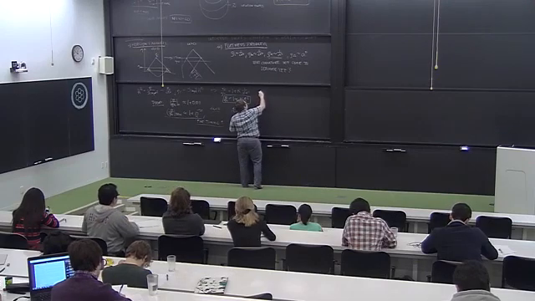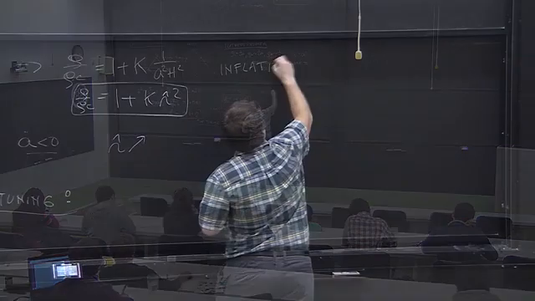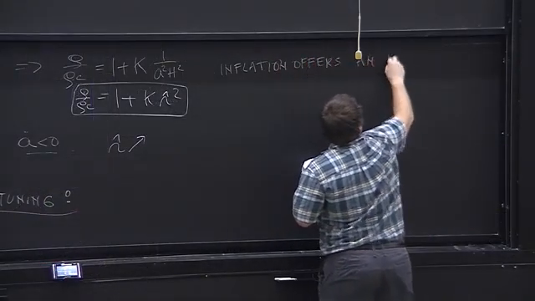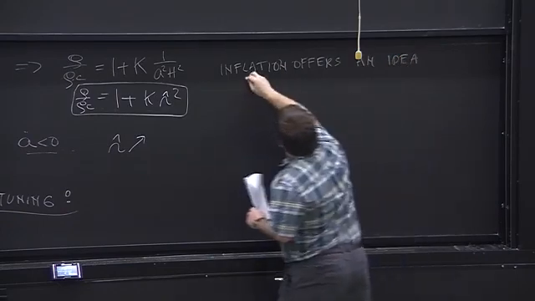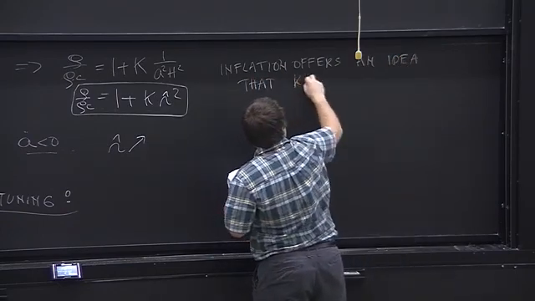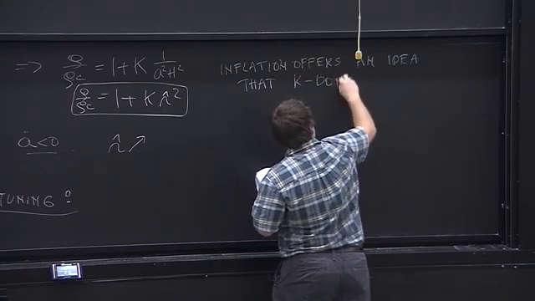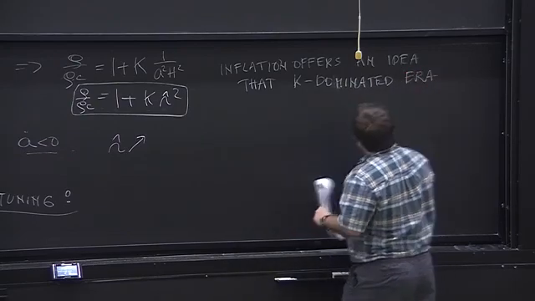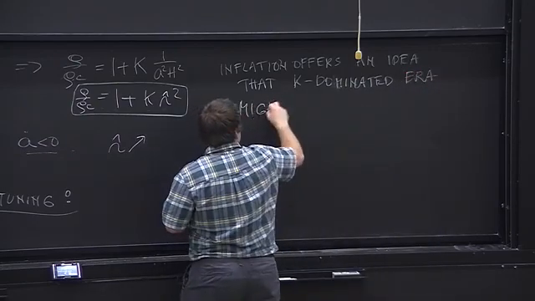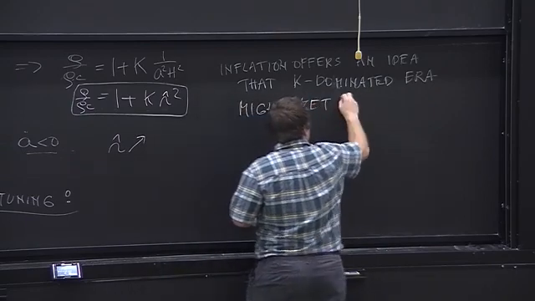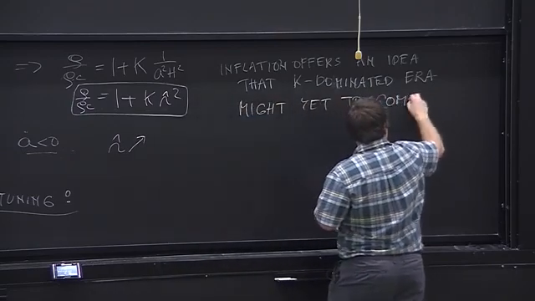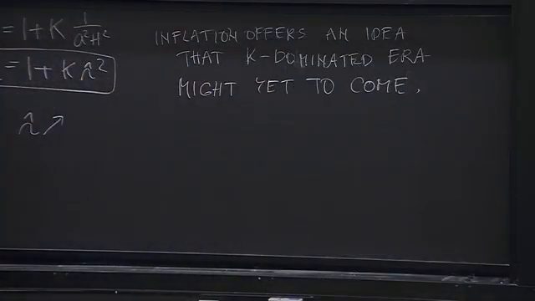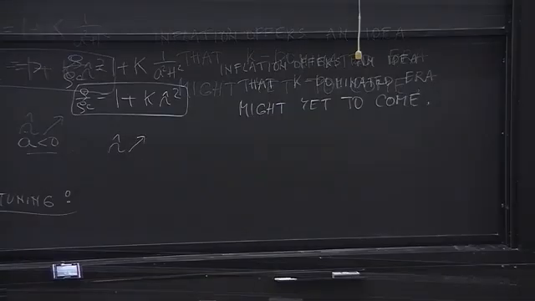So if you want, inflation offers an idea that a K-dominated era might yet to come. Right, from the picture. So see the picture there. Does it make sense? No. Why not? I don't know.